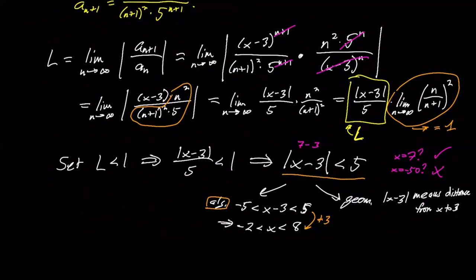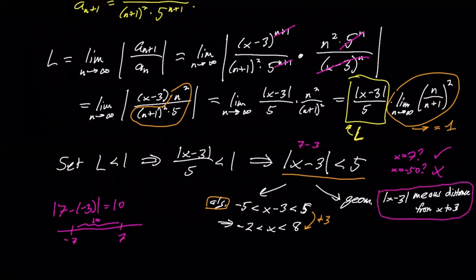For example, the absolute value of 7 minus negative 3 is the distance from 7 to negative 3 on the number line. Negative 3 is here, 7's over here, and the distance is 10. It doesn't matter, I could do negative 3 minus 7; either way, that's the distance. So I like this idea that this is the distance, and that distance is less than 5.